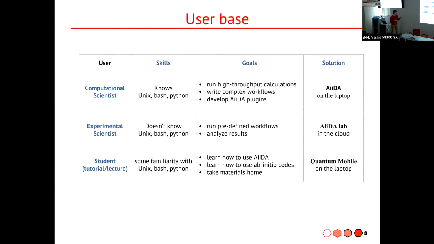submitting the calculation. And then there is a third case, which is kind of intermediate: students who haven't yet decided whether they want to be experimentalists or theoretical scientists. They can install the Quantum Mobile virtual image that already has AiiDA and AiiDA Lab installed. So you can just bring those tools, install them on your computer, and use them for your convenience. You don't need to have an account in the cloud.